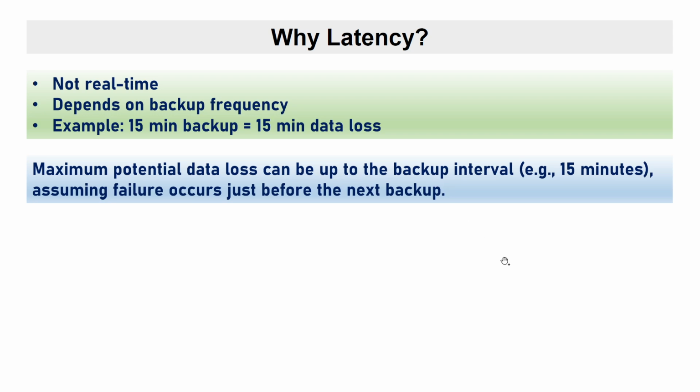Now, why is there latency? Because it's not real time. The secondary will be behind your primary based on the backup frequency. So if you are taking the backup every 15 minutes, that is 15 minutes of data loss. Maximum data loss can be up to the backup interval. So if you configure 15 minutes, that's your maximum data loss.